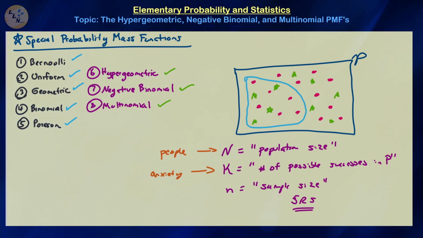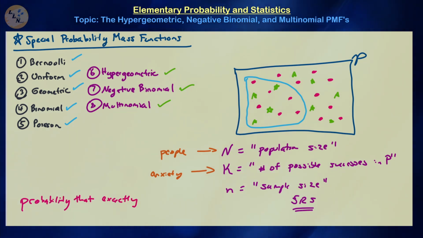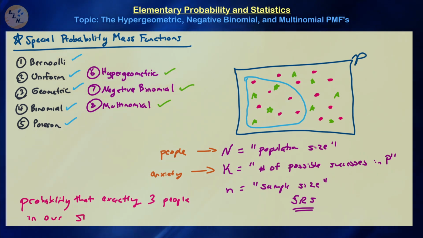So what are we going to be interested in? What is the probability that exactly, let's say, 3 people in our simple random sample has anxiety? This is the type of question that the hypergeometric distribution can answer for us.